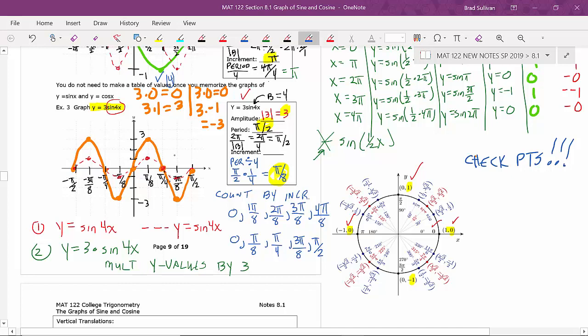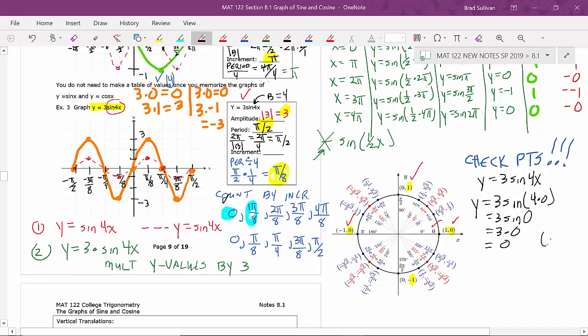What I'm going to do is pick a few points and see if they work. Let's just pick these 2 points and check these 2. I'm just going to plug those into the equation and do it all at once. So we have 3 sine of 4 times 0. Just plug the 0 in. That's 3 sine 0. The sine of 0 is 0. So we get 0, which means we have a point (0, 0). And we clearly have that point right there.